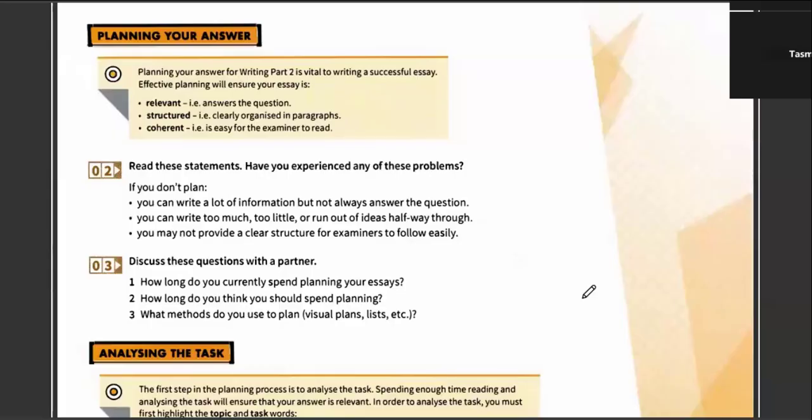If you don't plan, you can write a lot of information but not always answer the question. Answering the question means writing according to the topic. Second, you can write too much, too little, or run out of ideas halfway through, or you may not provide a clear structure for examiners to follow easily. Did you face any of these problems ever when writing an essay?